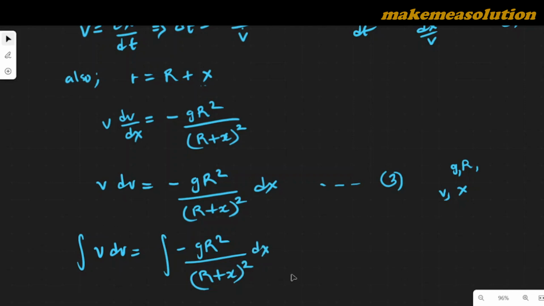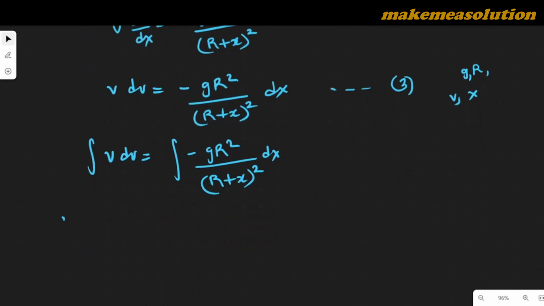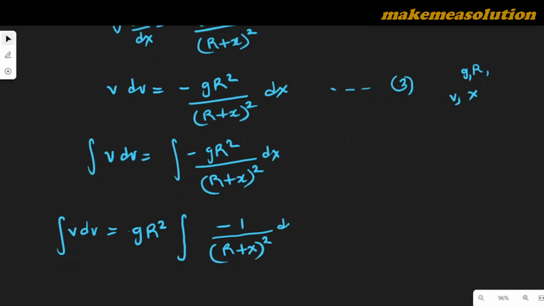So I'm going to focus my attention on the right hand side, so don't be scared. It's very, very simple. The integral of v dv is equal to, first of all, take out gR squared. I left the minus sign there intentionally. Now we have minus 1 over (R plus x) squared dx.